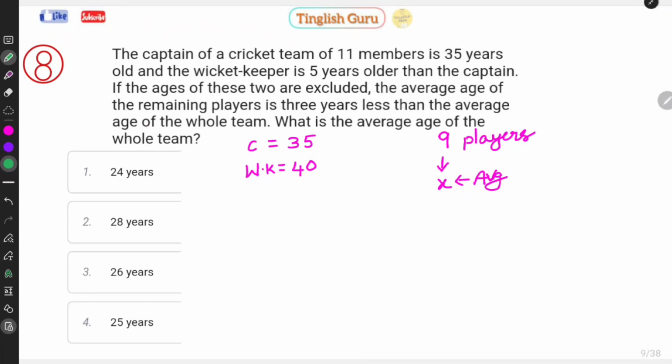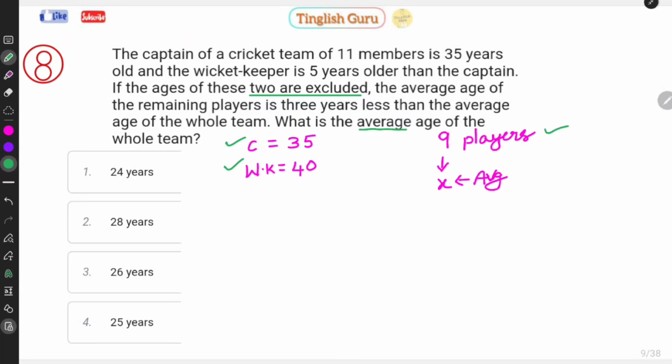This question is related to the topic of averages. Here in this question it is given that the captain of a cricket team of 11 members is 35 years old, and the wicket keeper is 5 years older than the captain. That means 35 plus 5, 40. So the wicket keeper's age is 40 years. Next, if the ages of these two are excluded, the average age of the remaining players, how many players are remaining? 11 minus 2, 9 players, is 3 years less than the average age of the whole team.